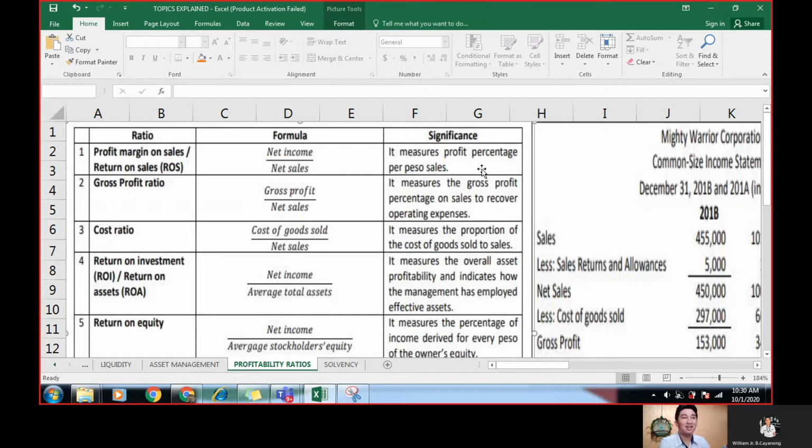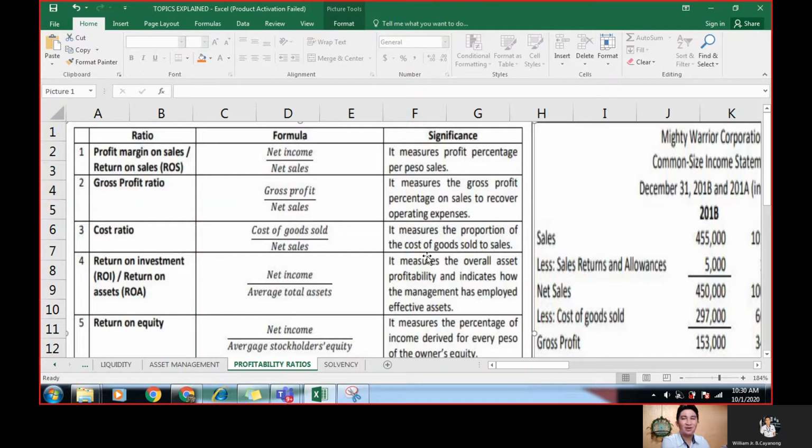If you generate higher income, it means you minimized your expenses so far. Okay, we have here the gross profit ratio: gross profit divided by net sales. What is the significance of this ratio? It measures the gross profit percentage on sales to recover operating expenses. This is what is left after you deduct cost of sales, right? So this becomes your markup. It measures your gross profit percentage.